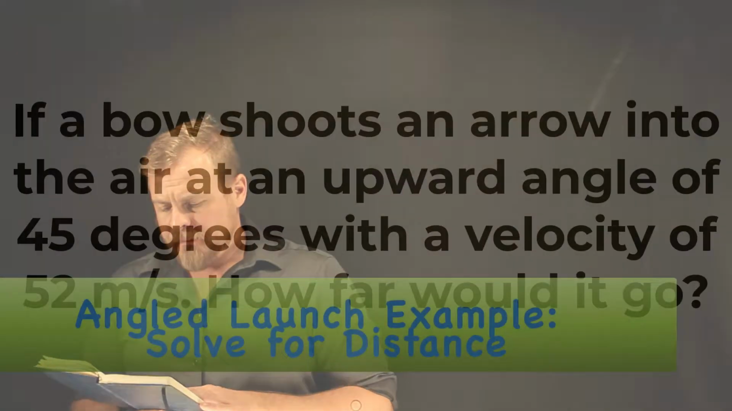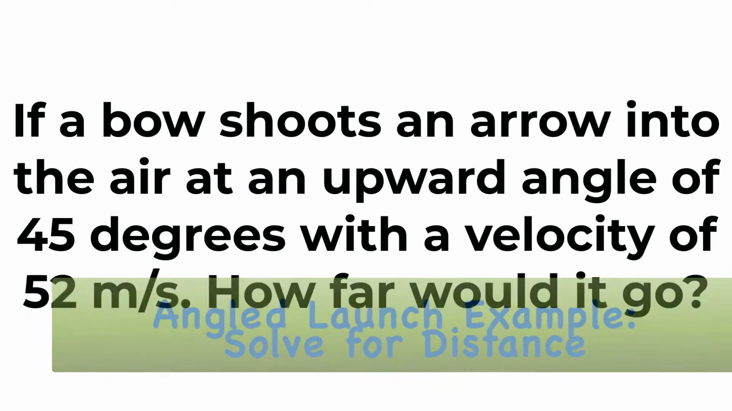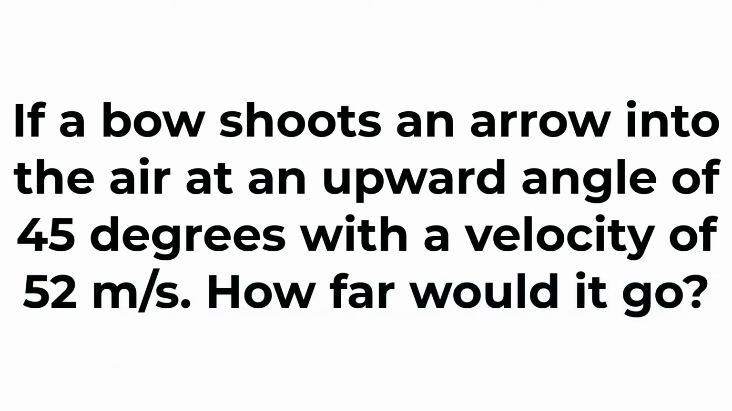If I use my 52 meter per second bow to launch my arrow as far as possible, I need to use a 45-degree angle. So how far could I launch my bow if I had an initial launch speed of 52 meters per second and an angle of 45 degrees? Well, let's draw a picture.